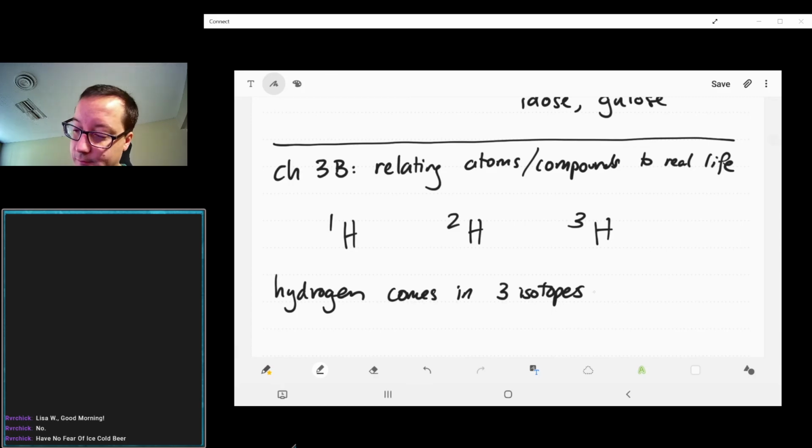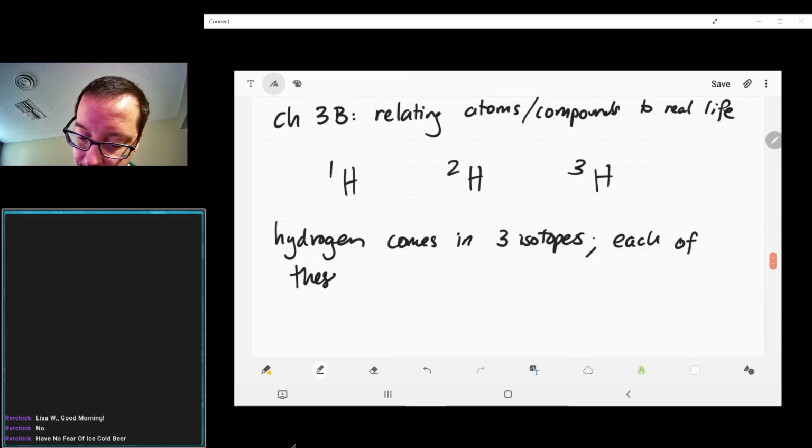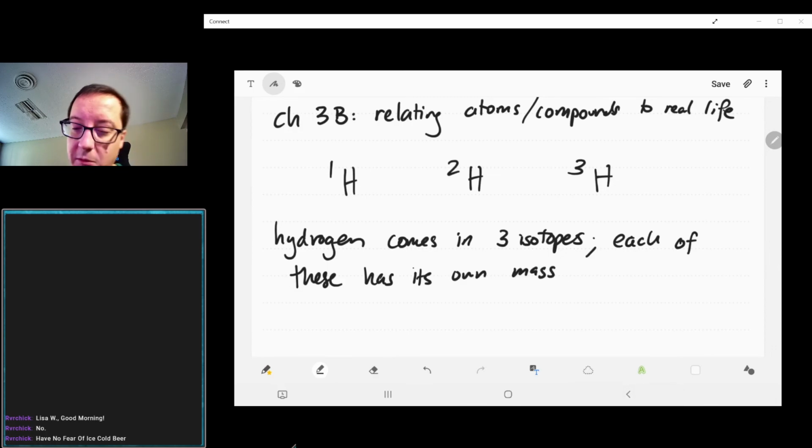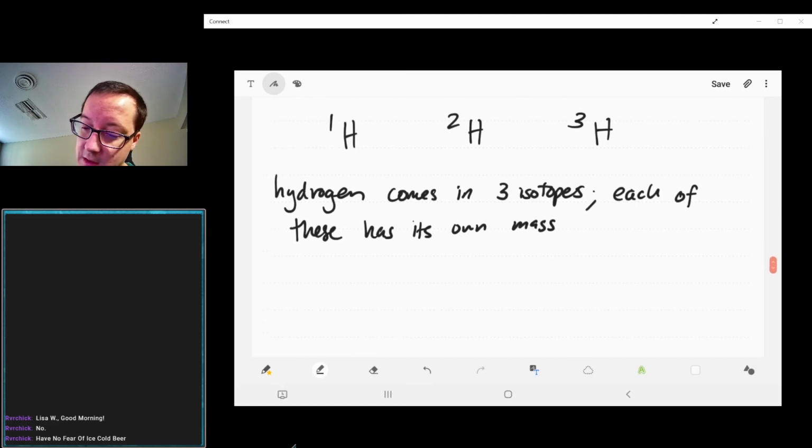And so, as a result, each of these has its own mass. Right? We would expect the hydrogen 1 to have a mass of 1 AMU, the hydrogen 2 to have a mass of 2 AMU, and hydrogen 3 to have a mass of 3 AMU, right? And we're going to see that because of that, they're all going to have different masses.